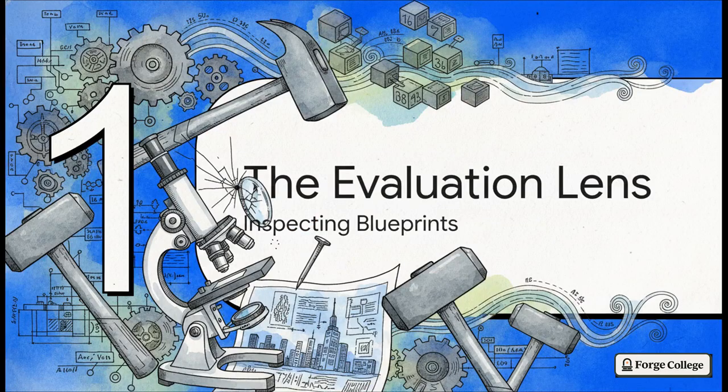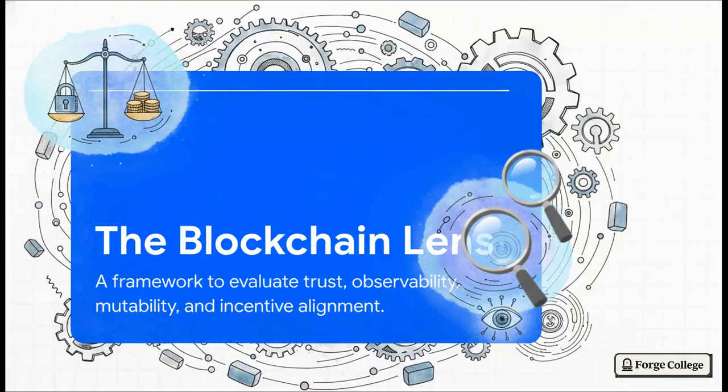Section 1. Inspecting the blueprints using our evaluation lens. And listen, we really need to remember a fundamental truth of engineering here. Blockchain is not a hammer for every single nail. It's a highly precise tool. So, what is this lens we're talking about? Well, the blockchain lens is really a philosophical framework.